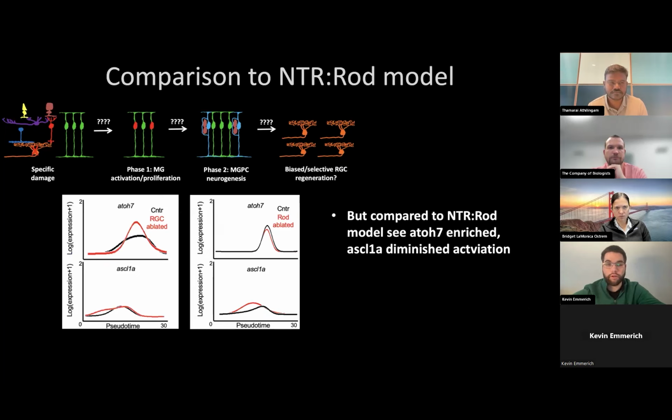The next thing we did was compare this data to an NTR rod model where we ablate the rod photoreceptors at 48 hours at the same time point. And you can see just in this one clip of this data that the ATOH7 factor is now completely not induced by the ablation, whereas it was so strong for the ganglion cells. And now ASCL1A seems to show a stronger inducement than the ganglion cell paradigm.